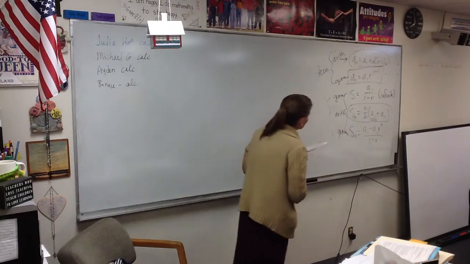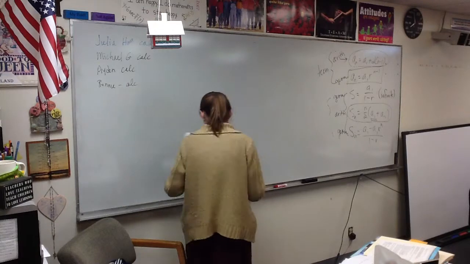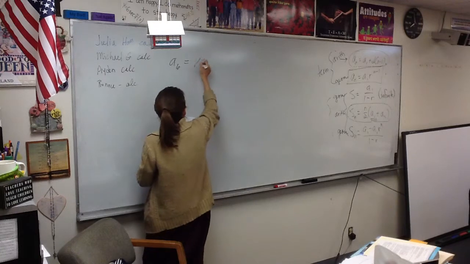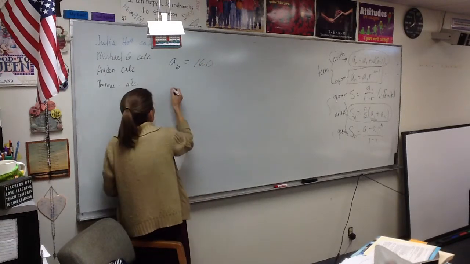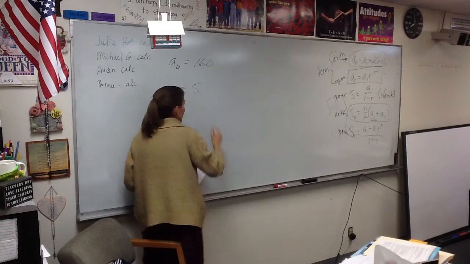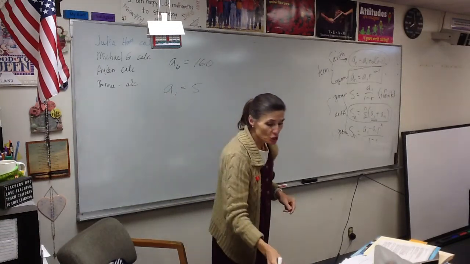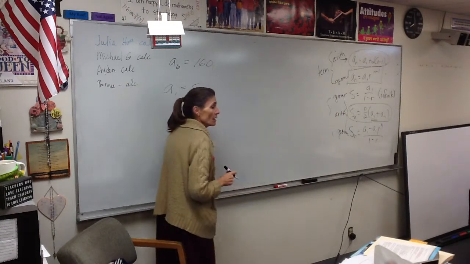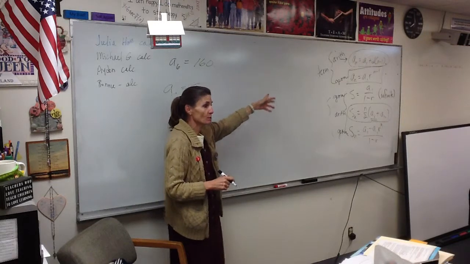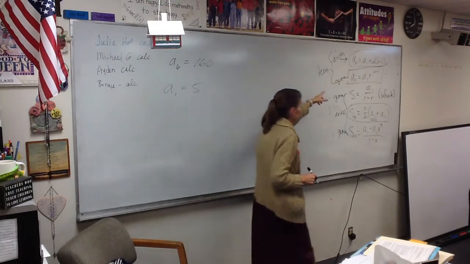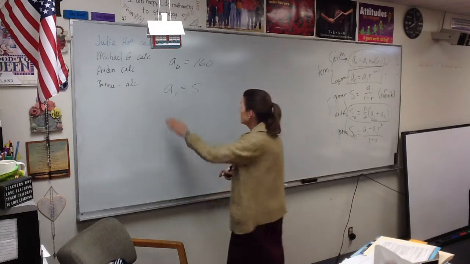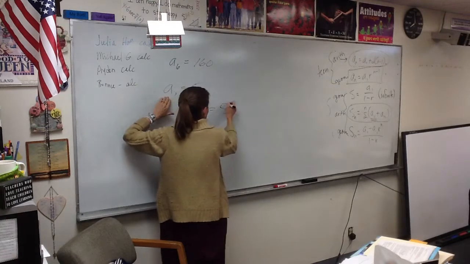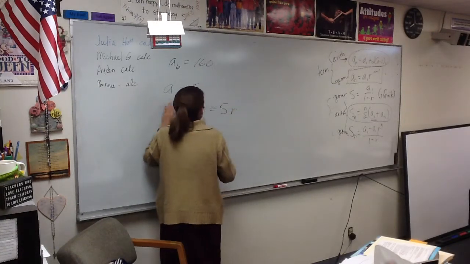I'm going to leave my formulas here because I'm probably going to need them. It says the 6th term of a geometric sequence is 160. The first term is 5. Find the ratio. It's a geometric sequence, kids. Which formula up there has to do with geometric sequences? Second one. So it says the 6th term will equal the first term times the ratio to what power?